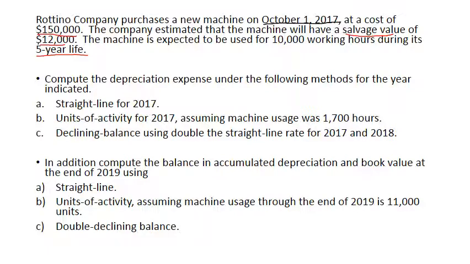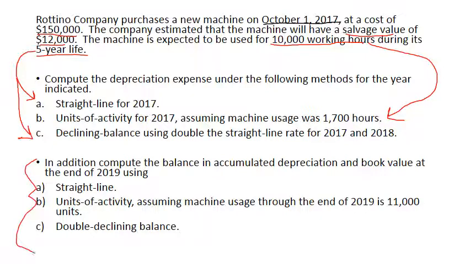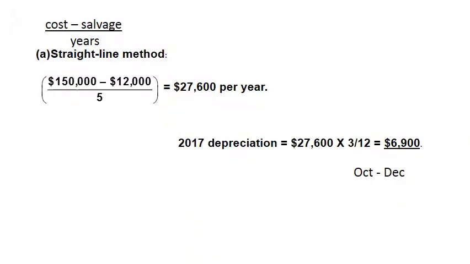The 5-year life will be used for straight line, and it will be used for double declining balance. They also say it has an expected life of 10,000 working hours. The 10,000 working hours will be used for units of activity. So they're asking you to compute depreciation expense under straight line, units of activity, and declining balance. Then I'm asking you to do this additional step, which is similar to what I would ask you to do on the test.